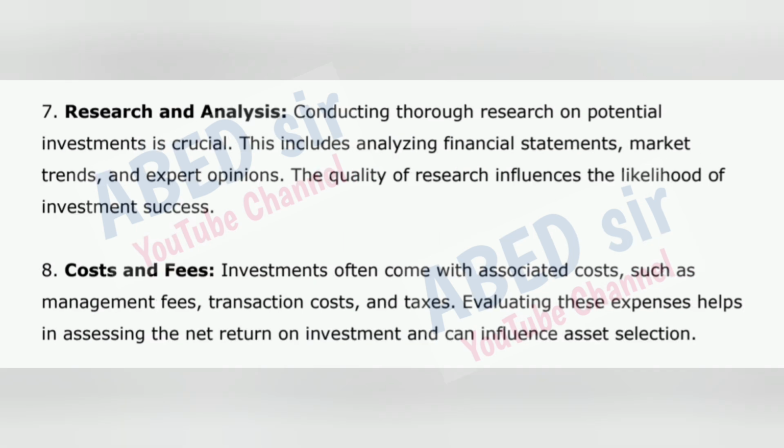7. Research and analysis. Conducting thorough research on potential investments is crucial. This includes analyzing financial statements, market trends, and expert opinions. The quality of research influences the likelihood of investment success.